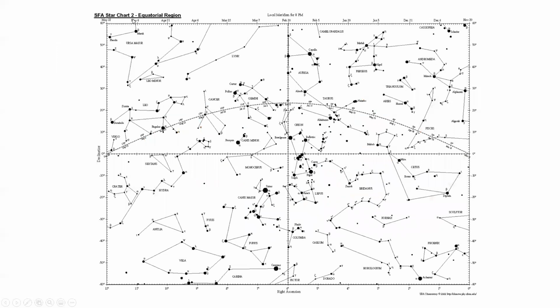So looking at star chart number 2, we can see that our familiar Orion is right here. And we have the celestial equator going right through the middle. But also there's another curve that goes above the celestial equator on this chart and below it on the next chart. It's called the ecliptic. And each one of these dates along the ecliptic corresponds to the location of the sun.